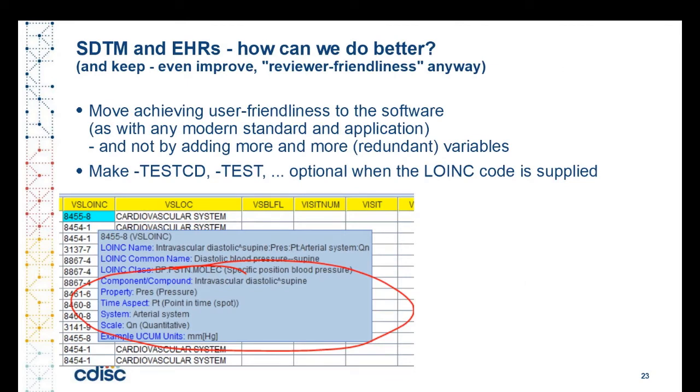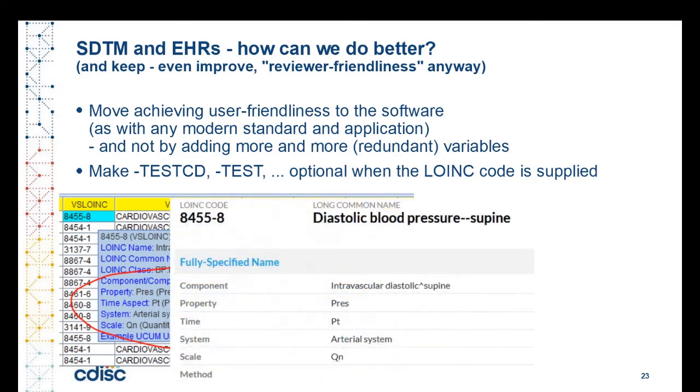First of all, we must learn to achieve reviewer friendliness by software and APIs, instead of adding new variables to SDTM over and over again. This also means that we must make variables like TESTCD and TEST and some others optional when the LOINC code is provided. These variables do not bring any additional value, and mapping to them is error-prone.